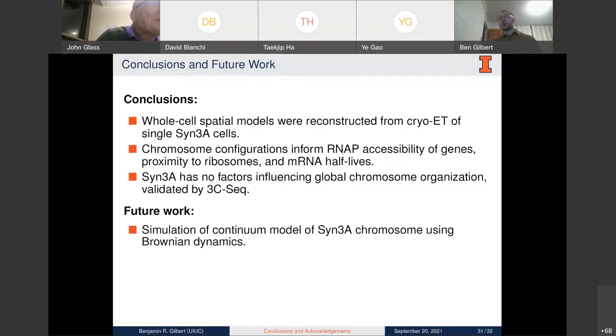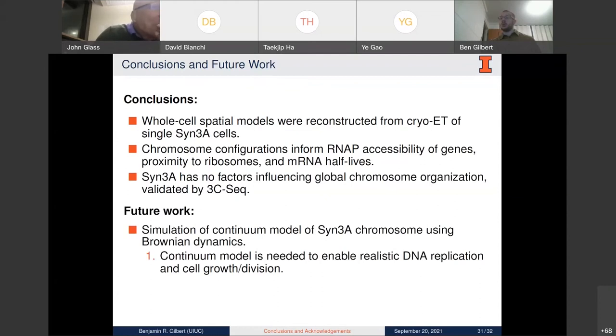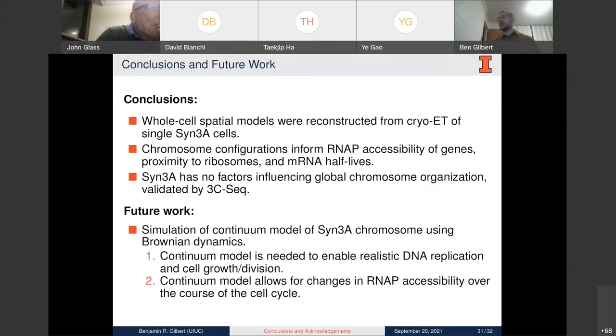And in terms of future work, we're working on this continuum model of SYN3A's chromosome using Brownian dynamics, which is needed for realistic DNA replication and to also dynamically change the accessibility of genes to RNA polymerases.